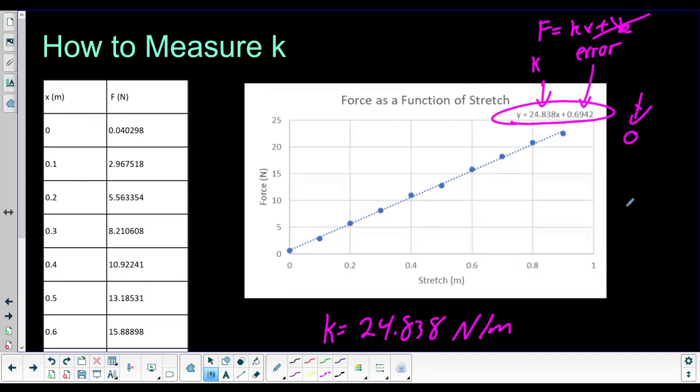This would mean I would need 0.6942 newtons of force to stretch a spring 0 meters. Just by it existing, this much force has to be there. Otherwise, God knows what happens. Okay, so that's an example of how we could set up that experiment. I just want to make sure that we're comfortable with how we would experimentally measure k, because I've seen this exact question show up on the AP test before.